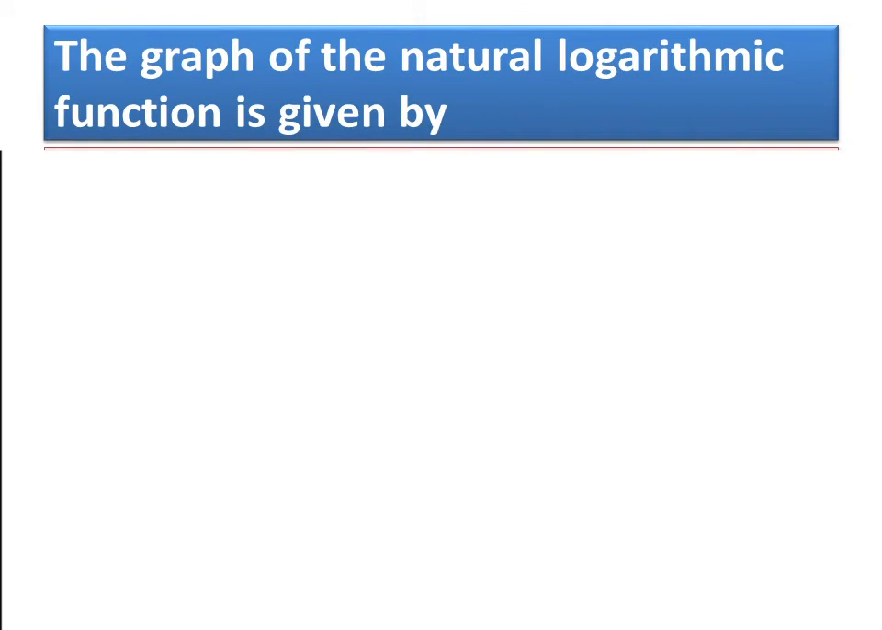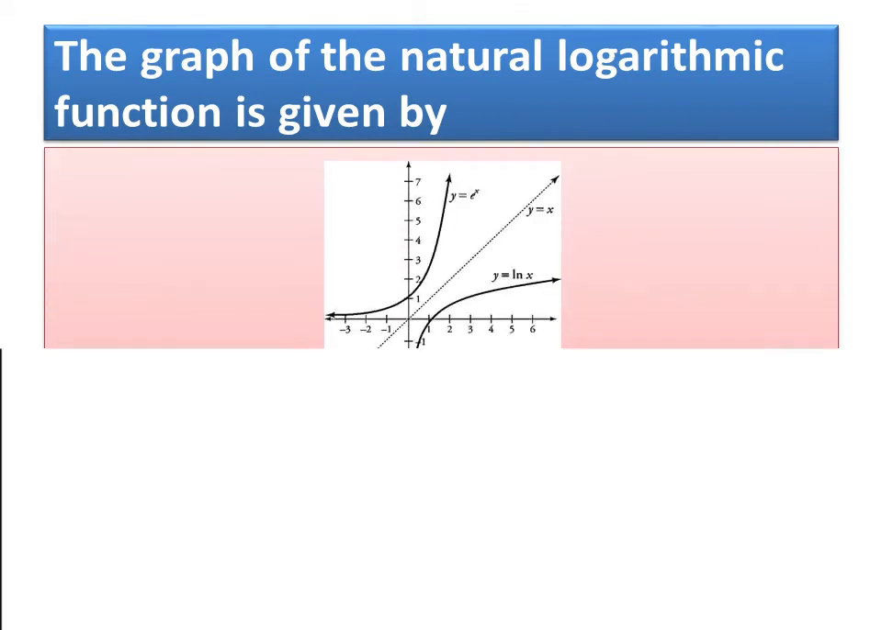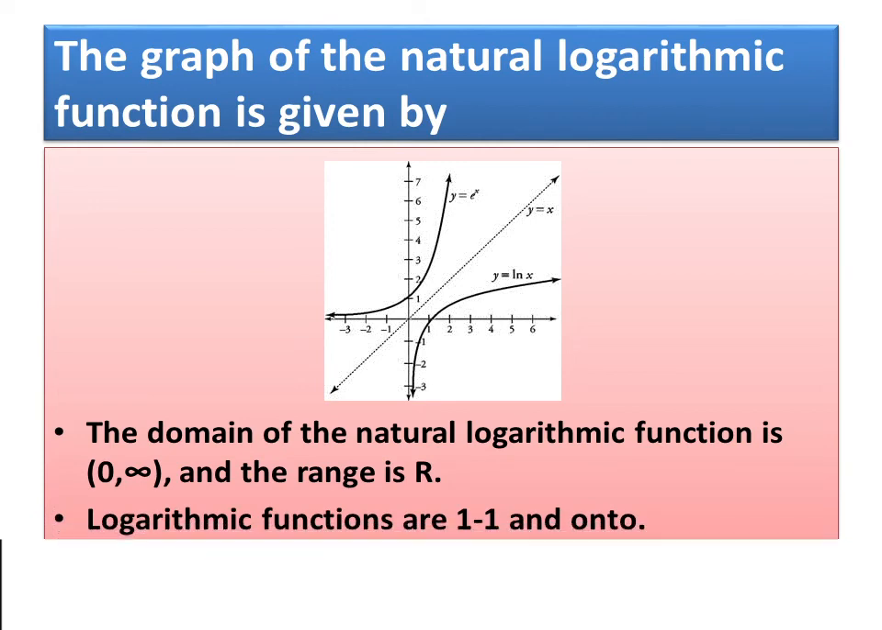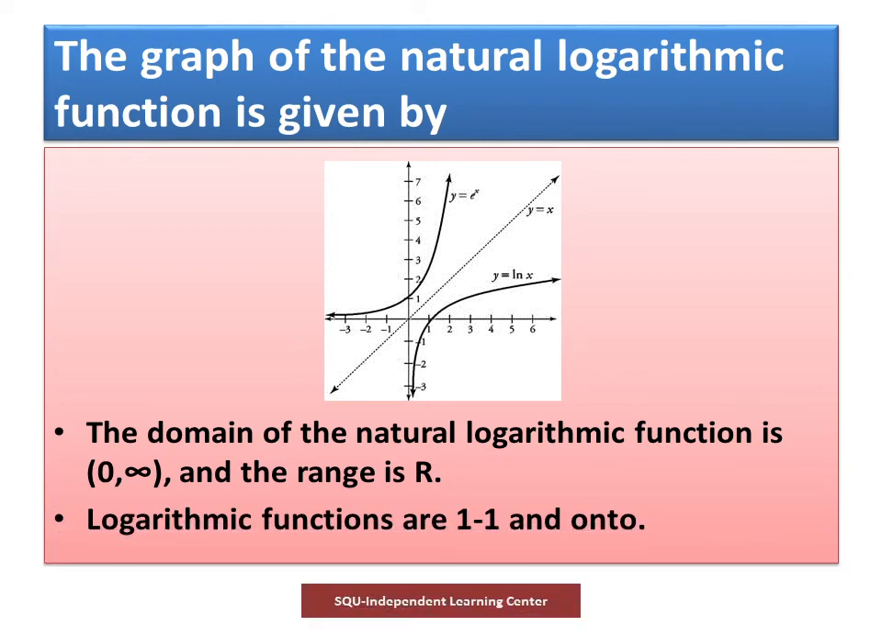The graph of the natural logarithmic function is given by, here we have e power x and the mirror reflection ln of x. So these two curves are a function and its inverse, and it's a mirror reflection in the line y equals x. The domain of the natural logarithmic function, as we see, is from 0 to infinity, while the range is all real numbers. These functions are also one-to-one and onto.